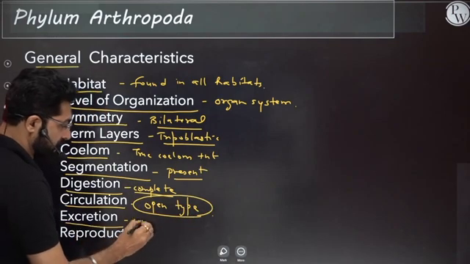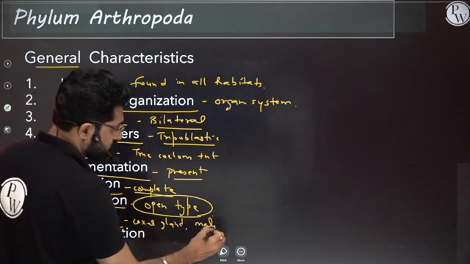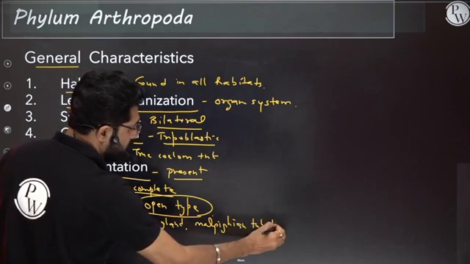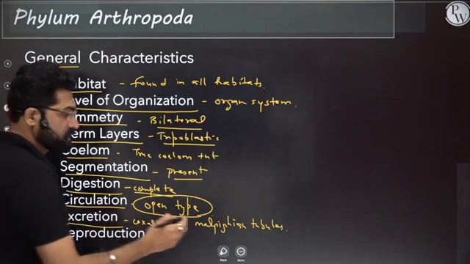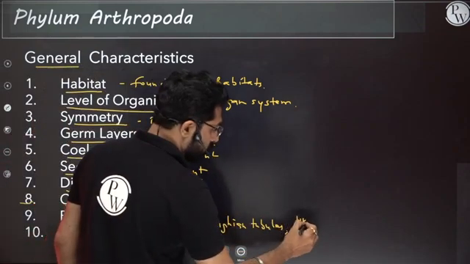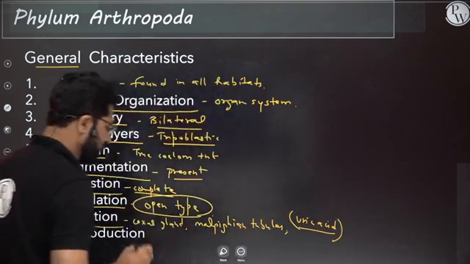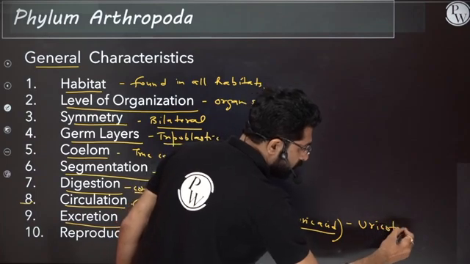Excretion by coxal glands, Malpighian tubules, coxal glands. These are all involved in excretion. And excreted product is uric acid usually. Uric acid is excreted product. So according to that, they are uricotelic.